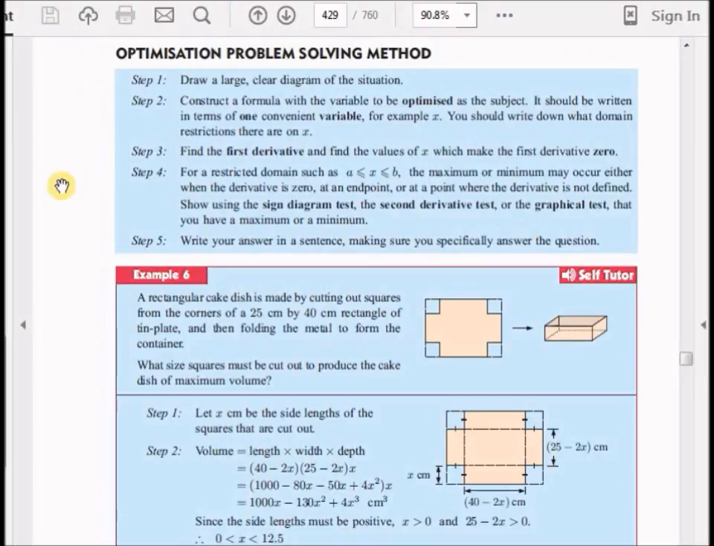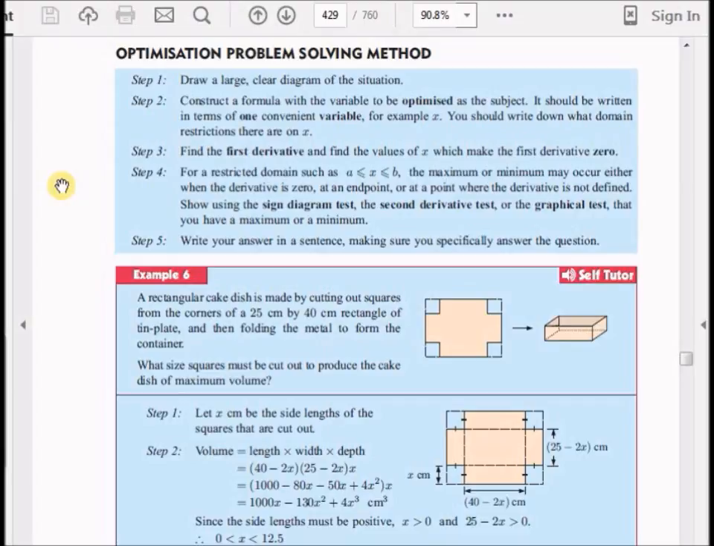Okay, important steps to follow when we are solving optimization problems. Step 1, draw a large clear diagram. Okay, make sure you have a diagram of the situation. It really helps to orient yourself. Number 2, construct a formula that will represent what's happening. Okay, now it should be written in terms of one variable only. It's not great to have two variables in there. Step 3, take the first derivative and find the values at which that first derivative is equal to 0.